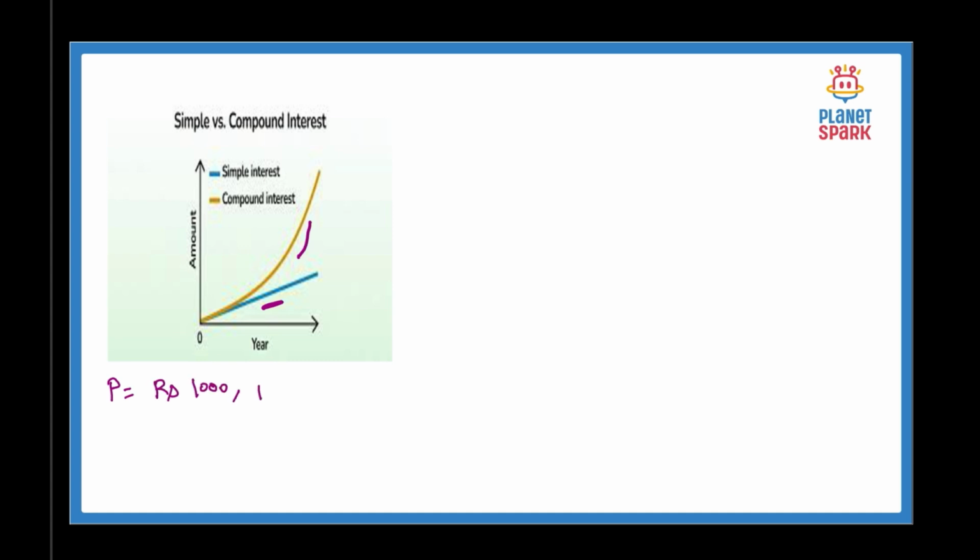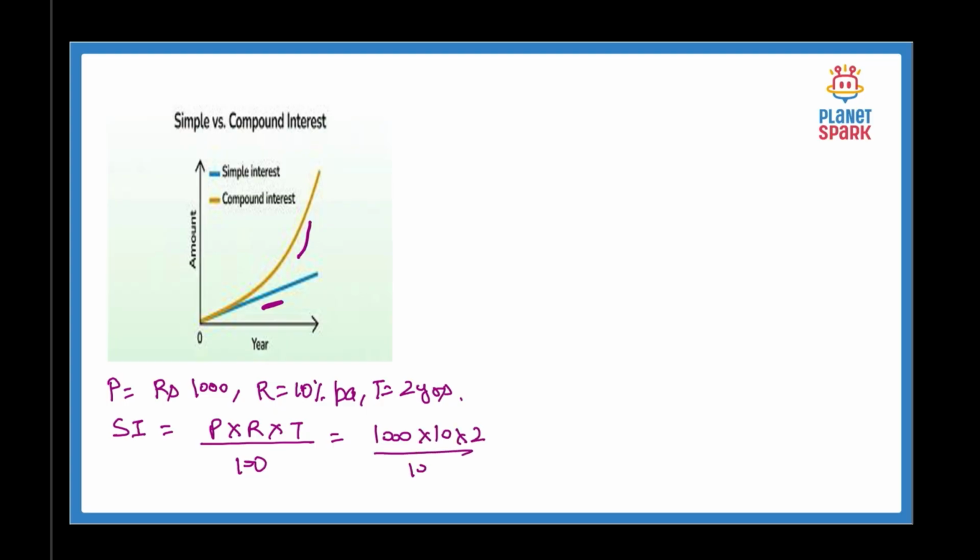If the principal amount is rupees 1000, the rate of interest earned is 10% per annum, and time is 2 years. Supposing we are getting simple interest on this, then the formula for simple interest will be P into R into T upon 100. Principal into rate into time upon 100. Principal is rupees 1000, rate is 10%, time is 2 years, divided by 100. On simplifying, I'll get that my simple interest is rupees 200.